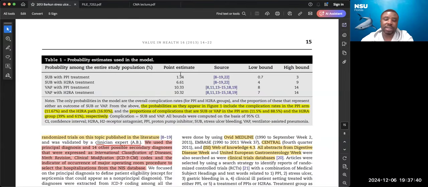So based on this, what can we say about the probability of developing stress ulcer bleeding and then the VAP based on the PPI and then the H2 arrays? Here, are we looking for something? Are we looking for a big probability, or we are looking for something small?